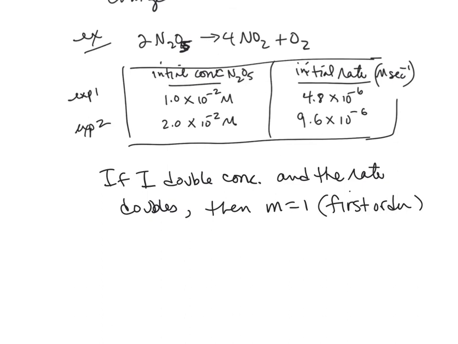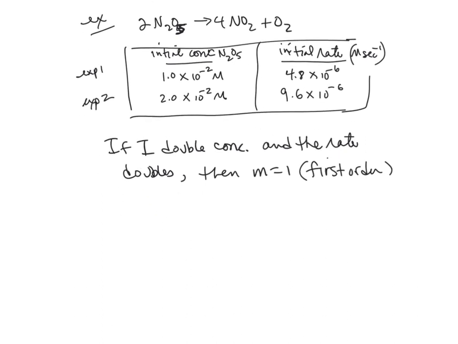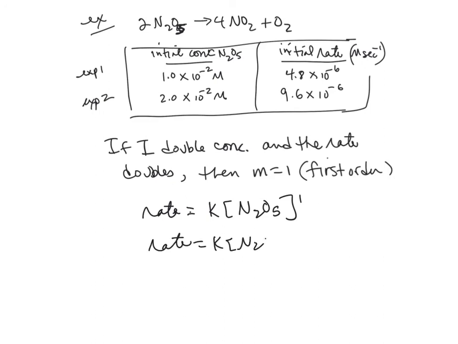Okay, so I said we have to figure out the order from the experiment, and that's what this is. So we would say then that rate is equal to K times N2O5 raised to the first power. And oftentimes we do not write the 1, so we would probably end up saying rate equals K times N2O5 for the first order reaction. We're not really finished yet.